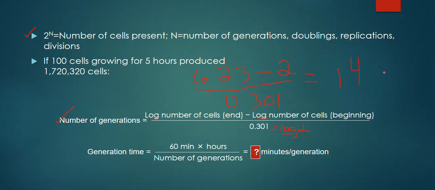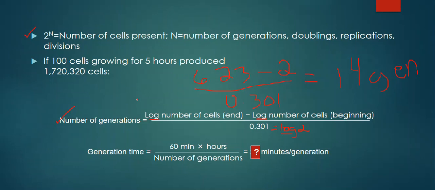14.05. You can't really have 0.5 of a generation or a fraction of a generation. Either it is or it isn't. So we're just going to round this 14.05 and say 14 generations. That would be the answer to how many generations are in this population.